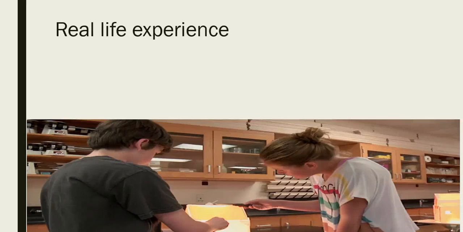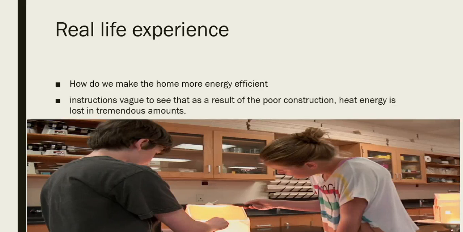Now, the way it connects to their real life experience is that they have to answer the problem. They have to solve the question, how do we make the home more energy efficient? And so this happens through the teacher making it actually more difficult for them to create a completely perfect energy saving home. He actually makes it difficult for them. He leaves the instructions vague for the construction part. He wants them to do a bad job, and the reason he wants them to do a bad job is for them to see that poor construction allows for the tremendous loss of heat energy.